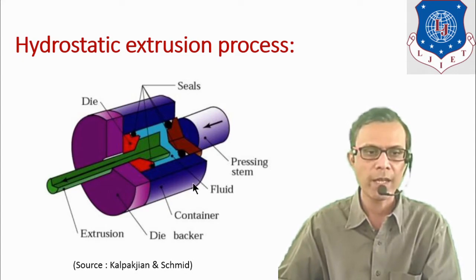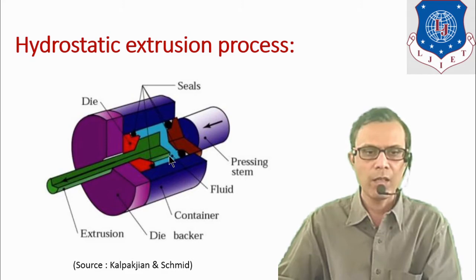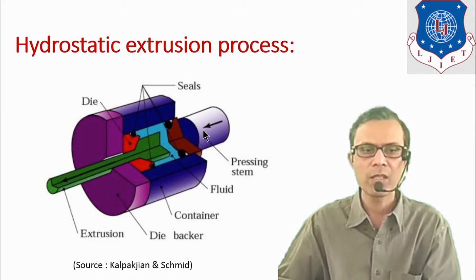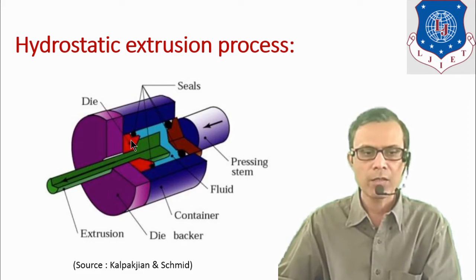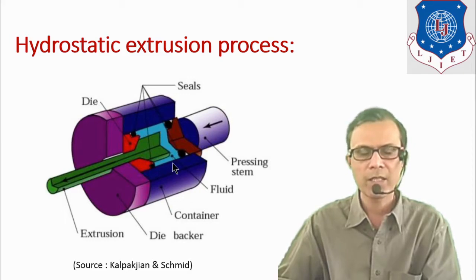Here in this diagram you can see this billet, which is shown by this dark green color. It is surrounded by the fluid, which is shown by this blue color, and it is a ram or plunger which is moving in this direction. The die is shown by this red color. You can see here there are two oil seals, and the billet is surrounded by this fluid.